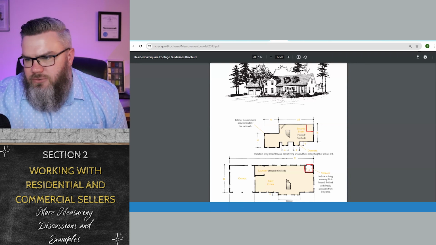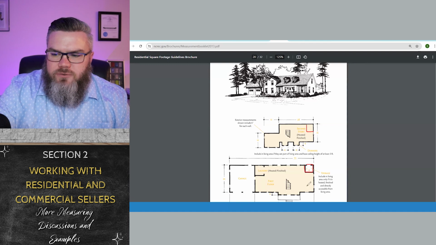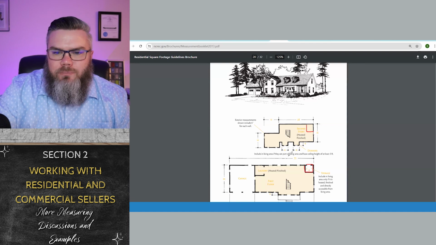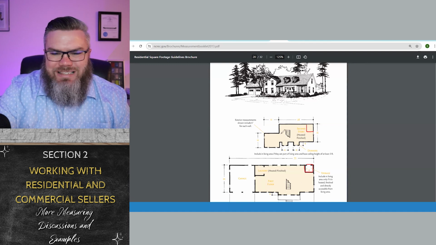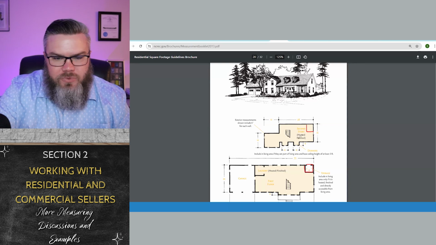Now, this one is very, very unique. And so this is sometimes where, as I said, after you get the first floor measurements, it may be more practical to measure from the inside. So this whole second floor is just a big bonus room.